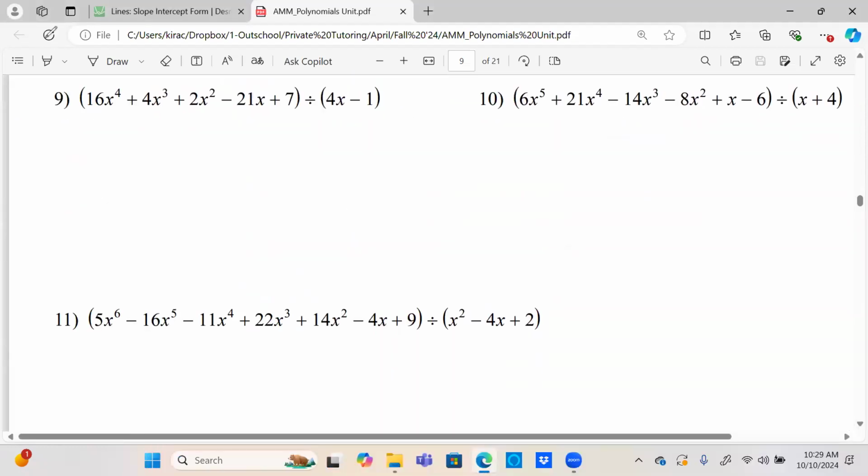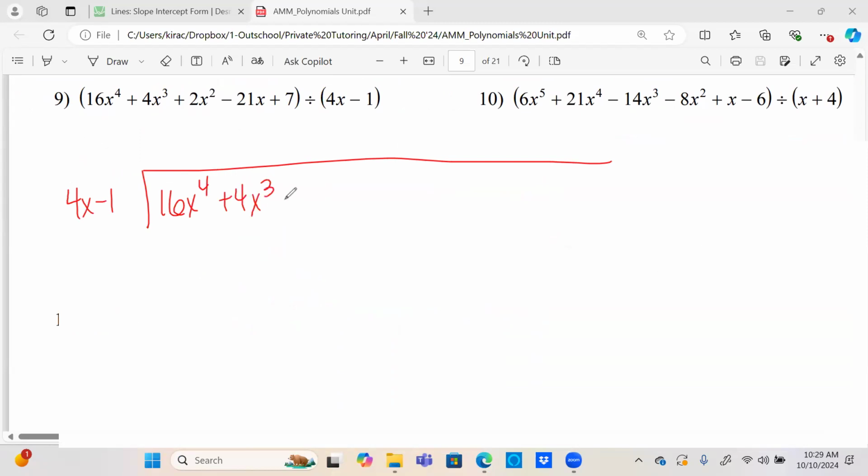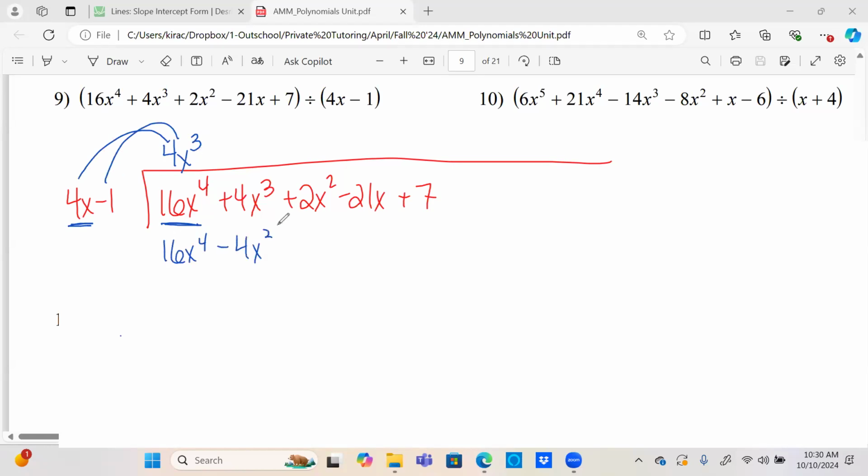Looking at number 9, we need to do long again because the first number in the divisor is not 1. Right here, this is our culprit. This is number 9. 4x needs to look like this guy. 4 times 4 is 16, and he needs 3 more x's to be 16x to the fourth minus 4x cubed.